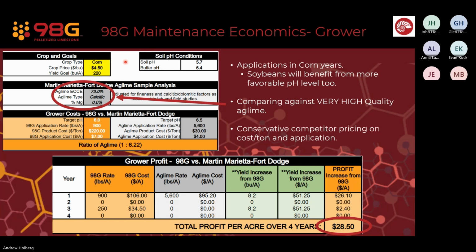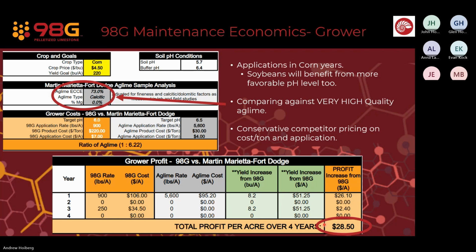We're also comparing in this specific example to a very high quality ag lime, one that we actually pull a lot of samples from across the US and across the Midwest, where you saw on Tuesday that we looked at that ag lime survey map. And you can jump on our website if you want to compare to your local ag lime source. But what we're using here, ECCE of an ag lime to be 73%, that is very high for all the limes that we've sampled across the Midwest. So that would actually push this economic factor to be a little bit lower profit per acre over the 4 years, like you see there at the bottom.